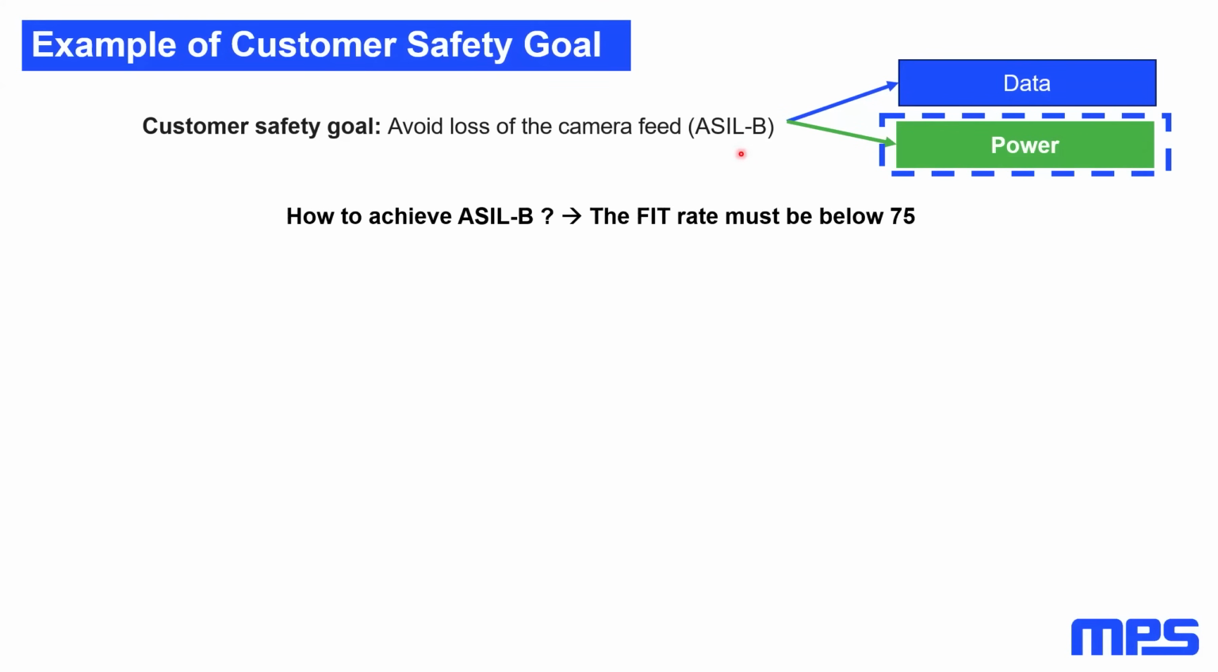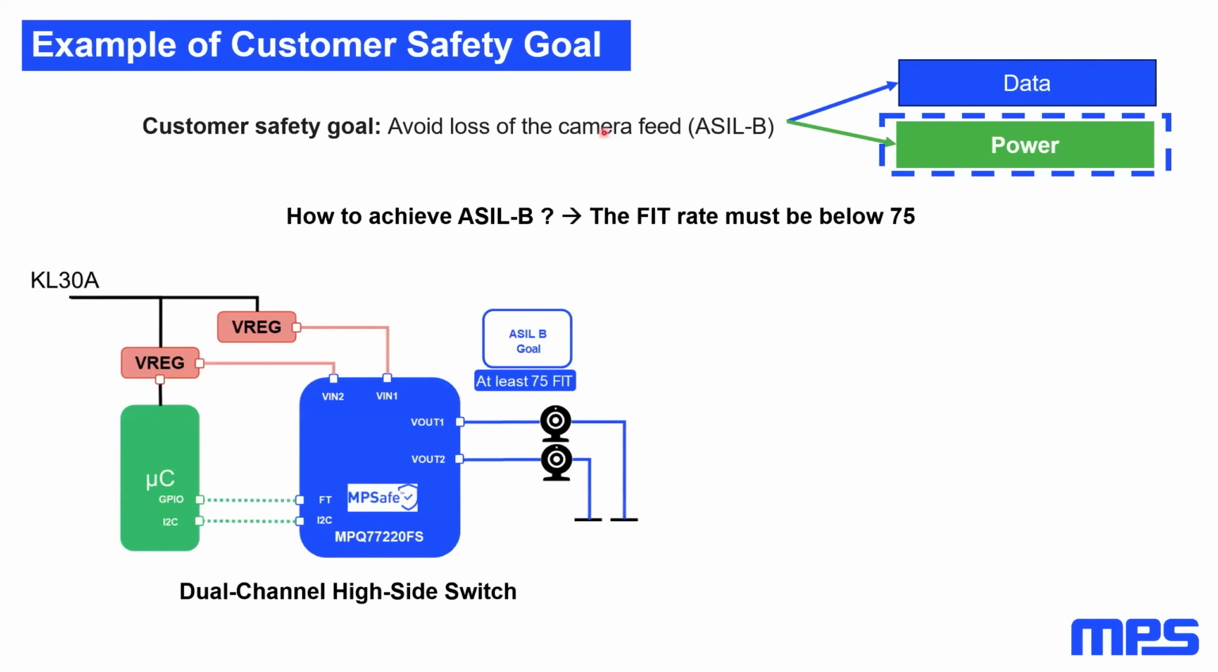And by definition, how to achieve the ASIL B is by having a FIT rate that is below 75 FIT while achieving the safety goal itself, which is not losing the camera feed. And for MPS, this is a straightforward solution.